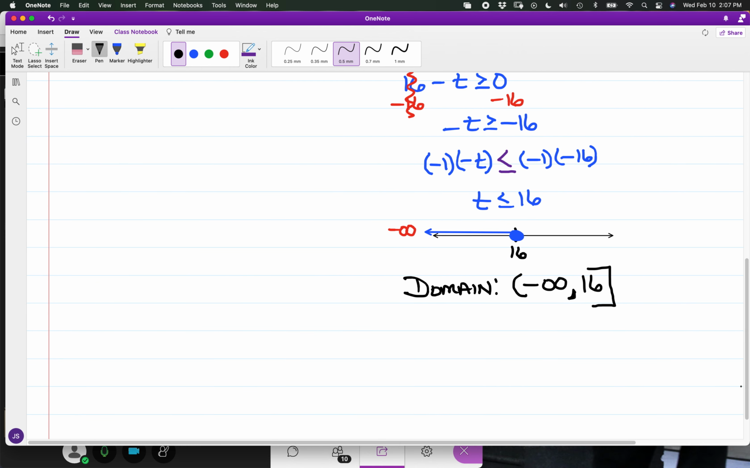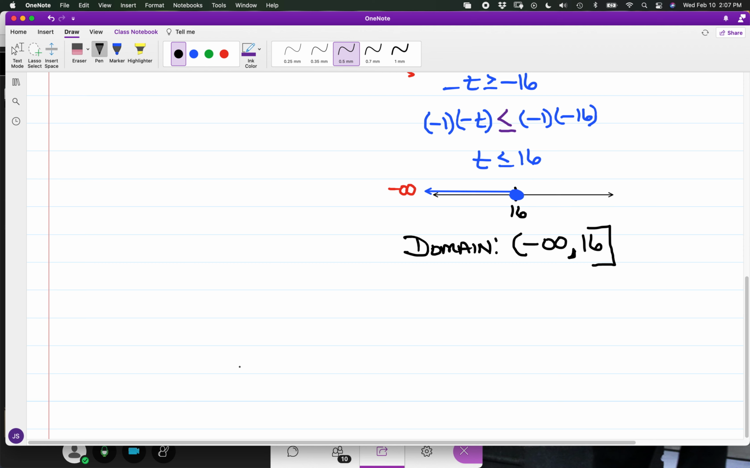Now, in the case of what we have in part B, we have just a little bit of a change up. So we are going from y of t to w of t. And w of t we have expressed as another square root function, whereupon we have the square root of t minus 16.